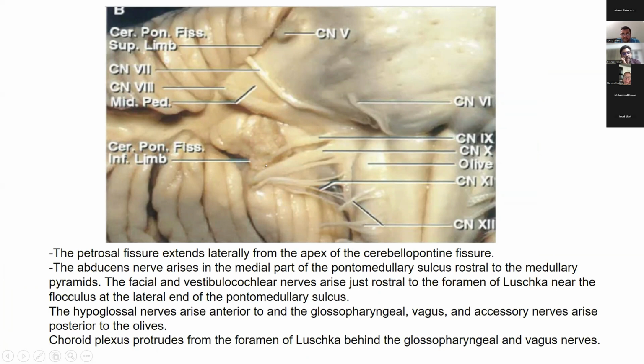This is generally what we see in tumors such as ependymoma, because they tend to arise from the floor of the fourth ventricle, predominantly involving the foramen of Luschka as well.